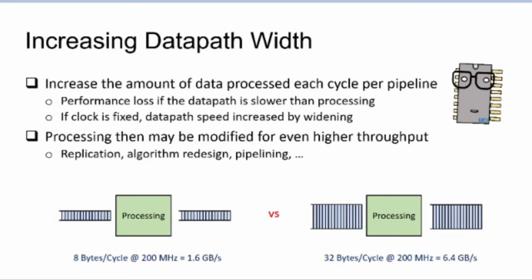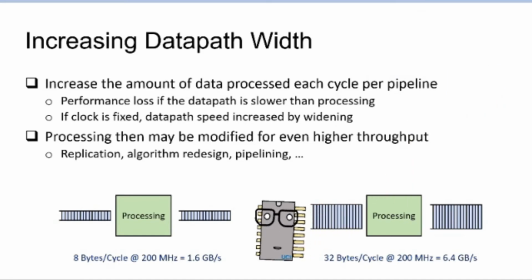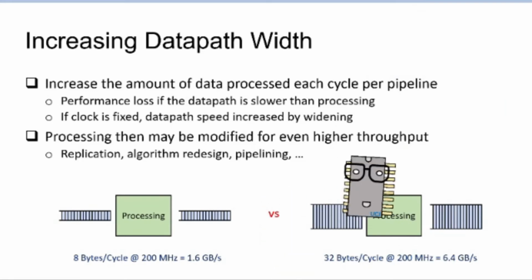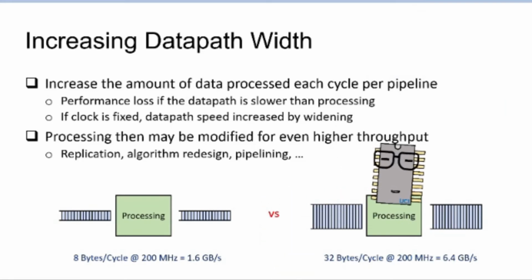But if, for example, we're dealing with the pipeline inside the chip itself, where we have a little bit more freedom in terms of the width of the data path, what we can do is increase the width of the data path to have more sets of inputs coming in per cycle, and if the processing can handle it, the performance will be higher. If you have 8 bytes coming in per cycle running at 200 megahertz, that's 1.6 gigabytes per second.